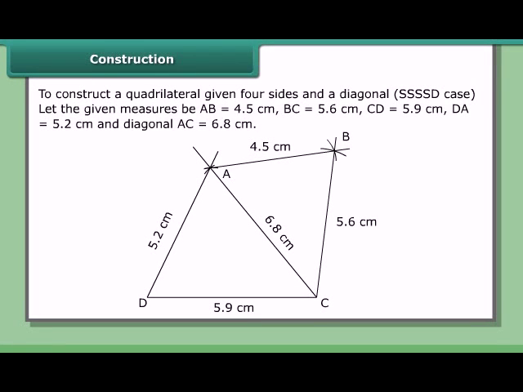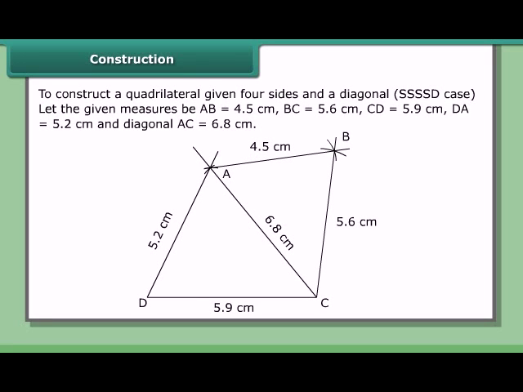Construction. To construct a quadrilateral, given 4 sides and a diagonal, the SSSSD case, let the given measures be AB is equal to 4.5 cm, BC is equal to 5.6 cm, CD is equal to 5.9 cm, DA is equal to 5.2 cm and diagonal AC is equal to 6.8 cm.